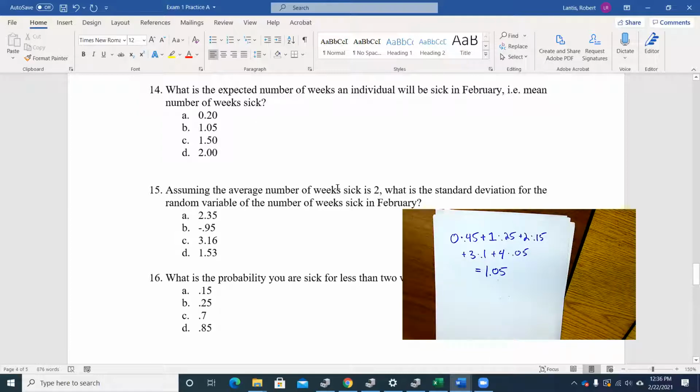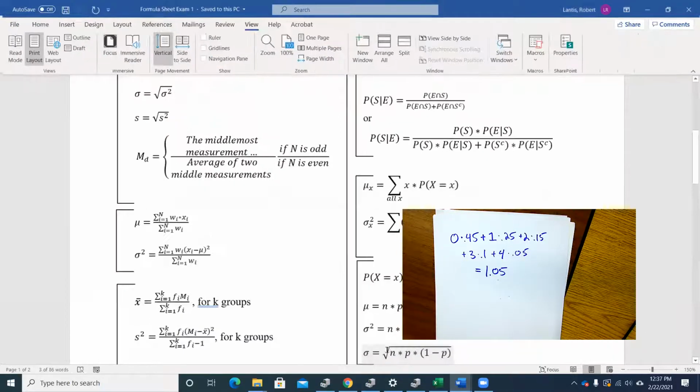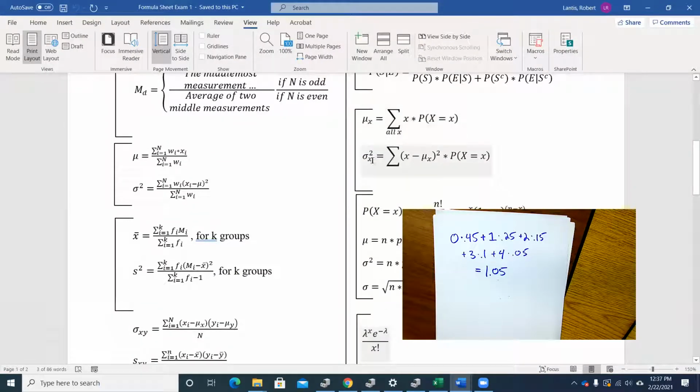So I'm going to start everybody off on the same level and say, okay, assume that the value you found in problem 14, the mean number of sick weeks, is 2, right? So now if I'm calculating the standard deviation, I go to my formula sheet. I've got that discrete random variable variance equation. I'm going to take every single outcome, subtract that mean, which I've now been told, assume it is 2, right?